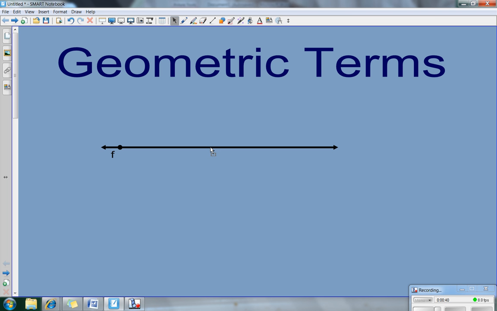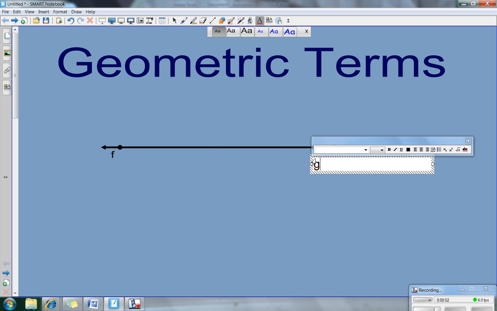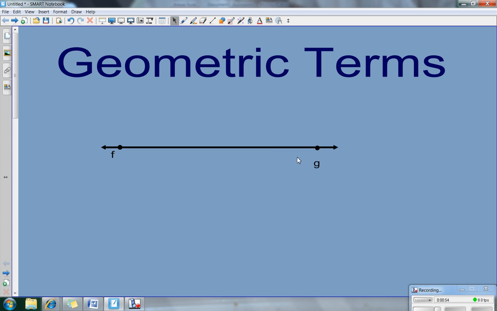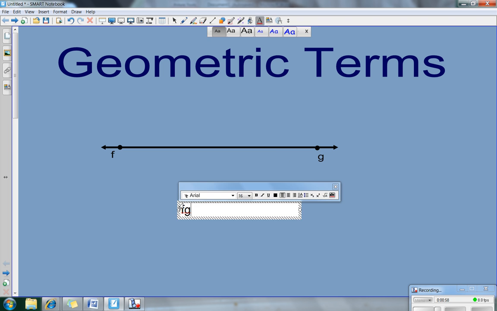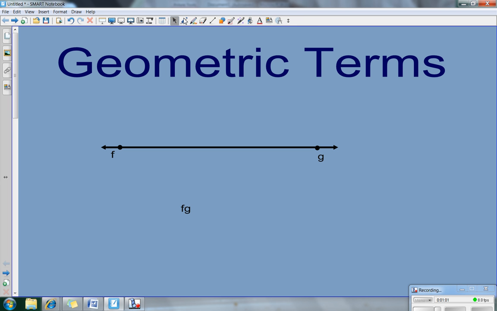To name a line, we use 2 different points. So let me add another point here. And we're going to name it with 2 points that fall on the line. Let's call that point G. So here we have line FG. We can use symbols to write our line out a lot easier. So here is line, the symbol for line FG.